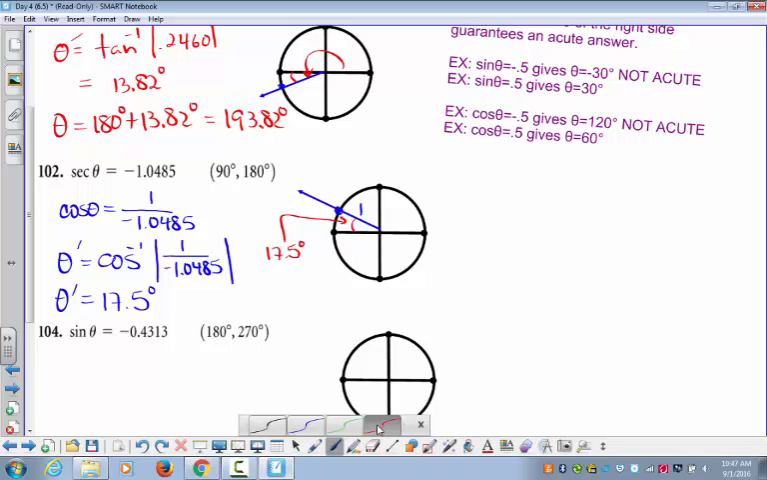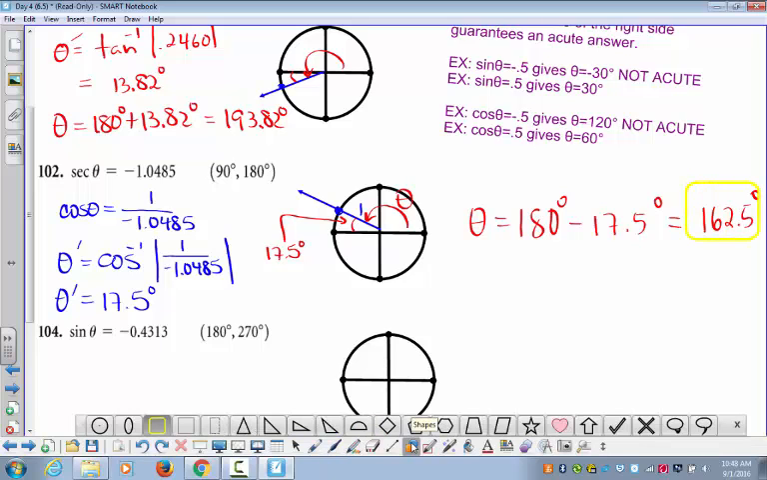The question, though, says find theta. Theta is the angle that starts at the positive x and rotates into quadrant 2. So how do we find theta? Minus, right. So it's going to be 180 minus the reference angle. Exactly. So we subtract and we get 162.5 degrees. That will be our theta. Make sense?